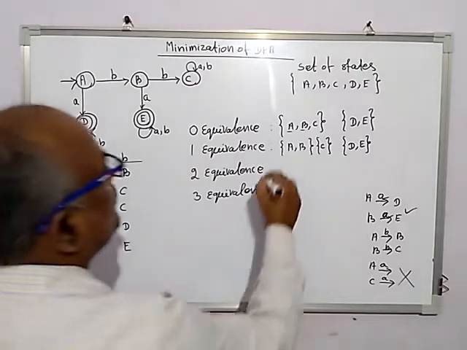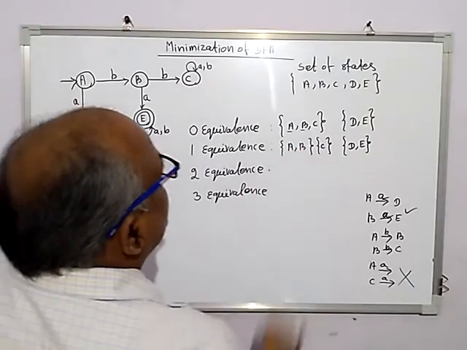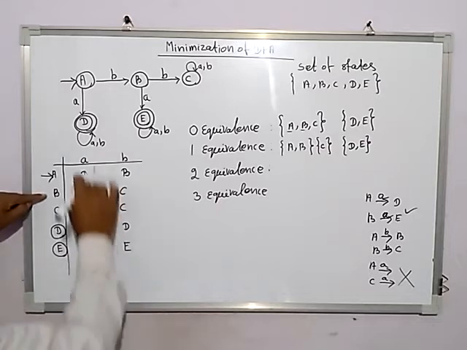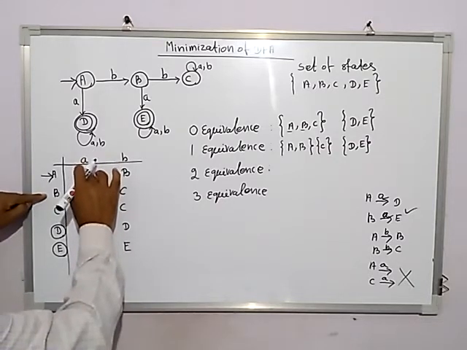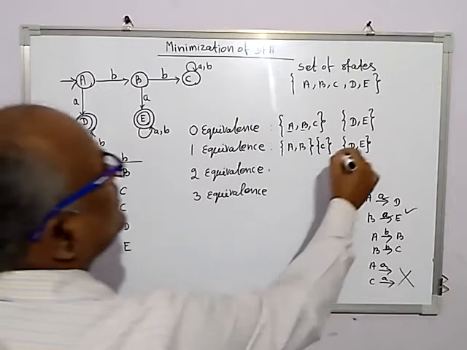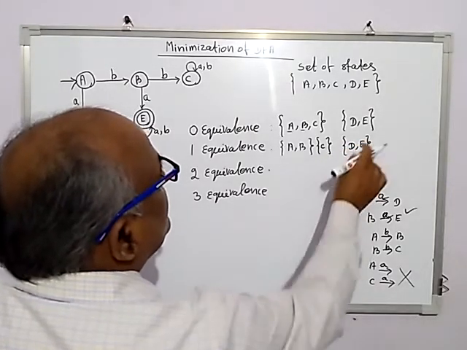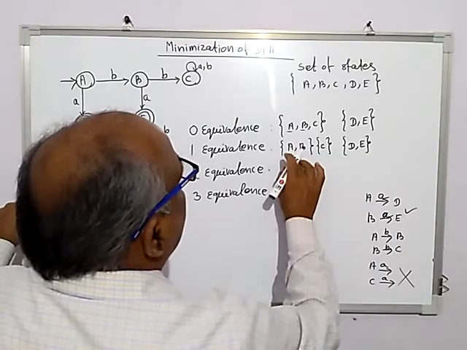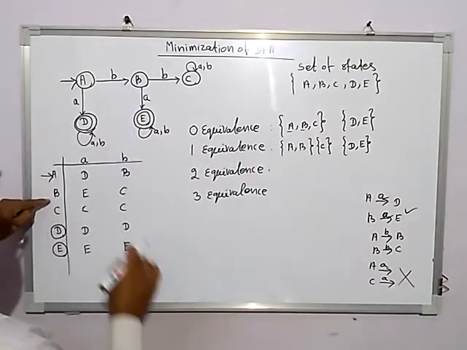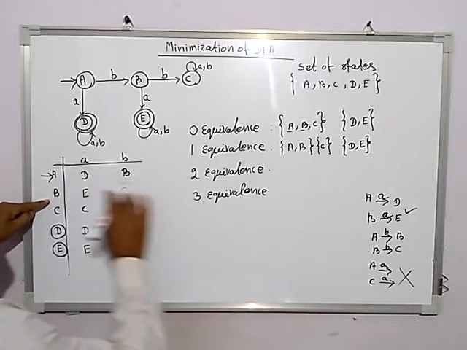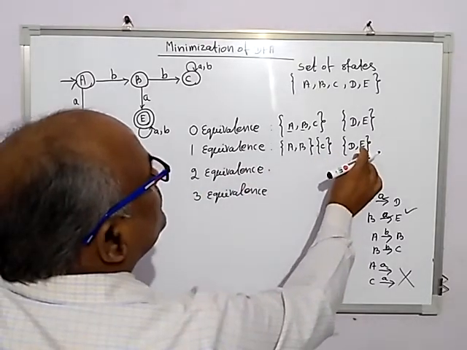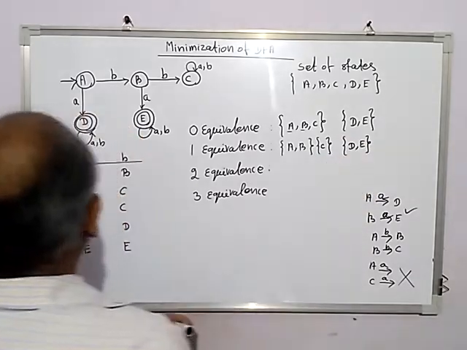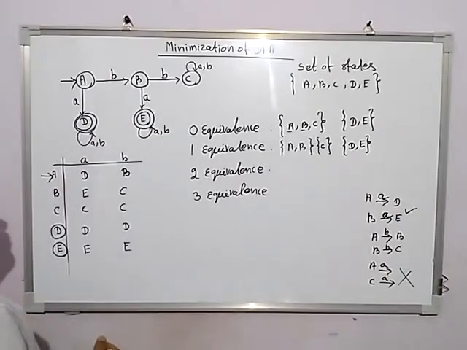How to find two equivalents? You check whether A, B are two equivalents or not. For input A, the next states are D and E. Since D and E are in the same set, A and B are fine for input A.